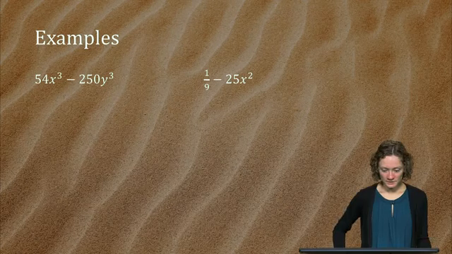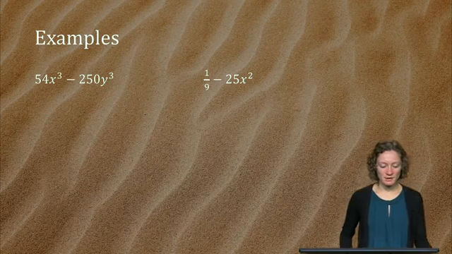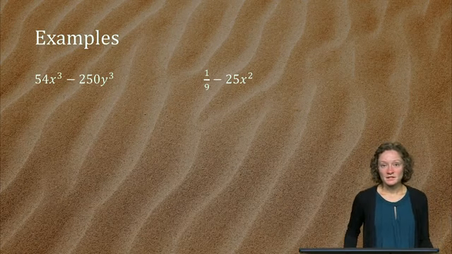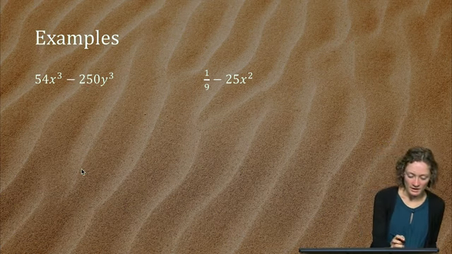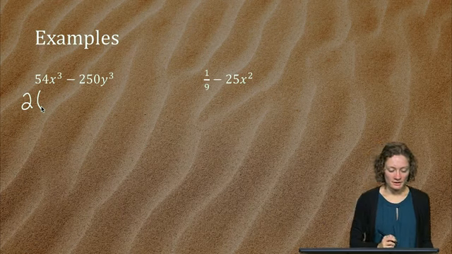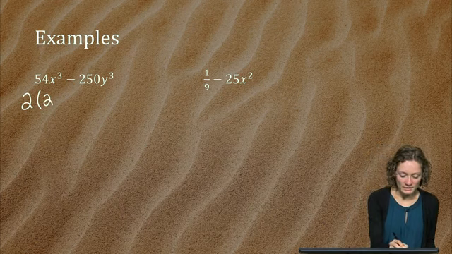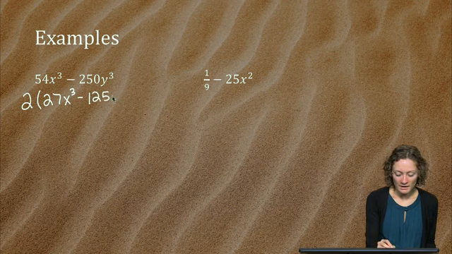Okay. Two more together and then some practice problems. Our next one, start out with a greatest common factor. Do we have one? These terms definitely have a 2 in common. They're both even. So let's start there. That should be it. You can test on the calculator. If we take 2 out, then we have 27x cubed minus 125y cubed.